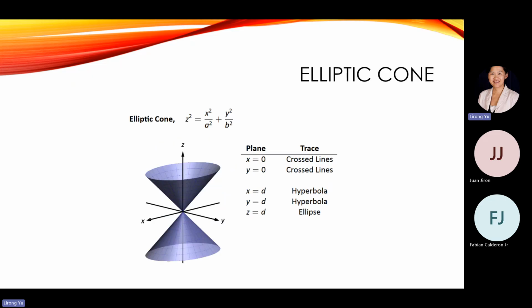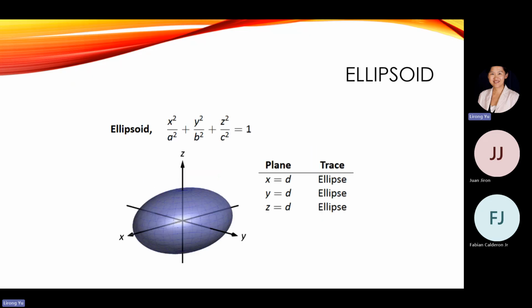So very similar, but this one had two squared variables and one degree 1 variable. And this one has all three variables squared, but they have equality, right? And this one is called an ellipsoid. This is when we see an elliptical relation between x and y, between y and z. So it's an elliptical relation between any two pair of variables. So equal to 1, right? That's a number. So it's an elliptical relation.